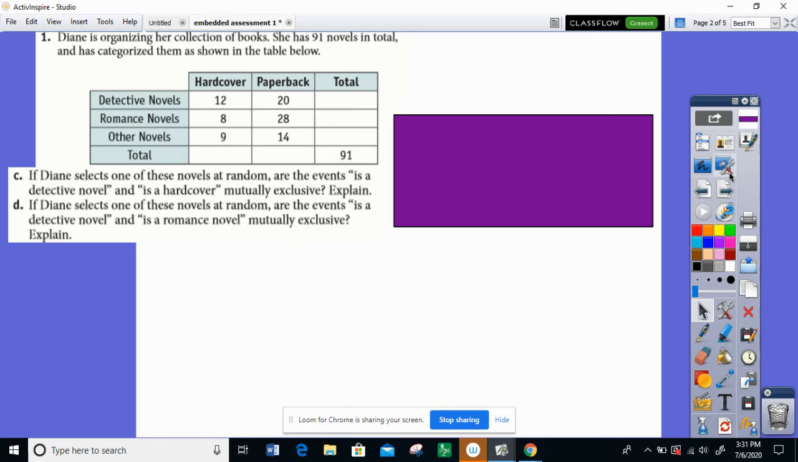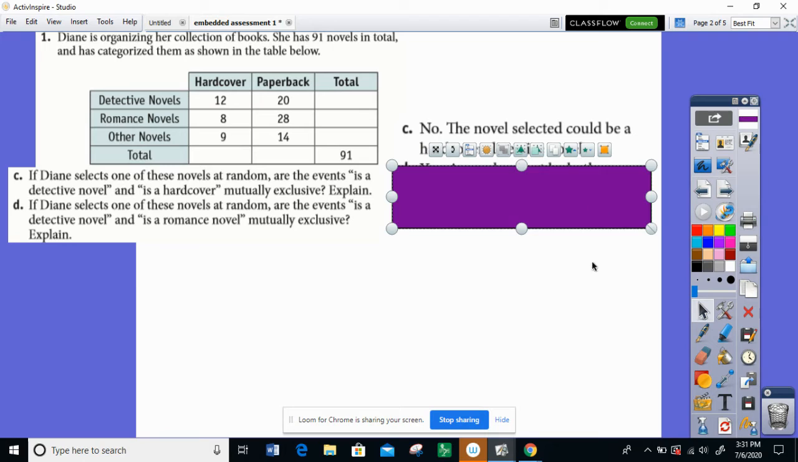So now part C says, if Diane selects one of these novels at random, are the events is a detective novel and is a hardcover mutually exclusive? So let's first review what it means for events to be mutually exclusive. Events are mutually exclusive if they cannot happen at the same time. So another way to ask this question is it impossible for a book to be a detective novel and a hardcover novel at the same time? Well, the answer to that is no.